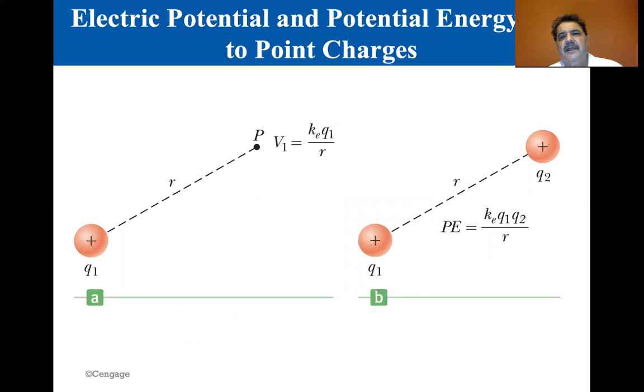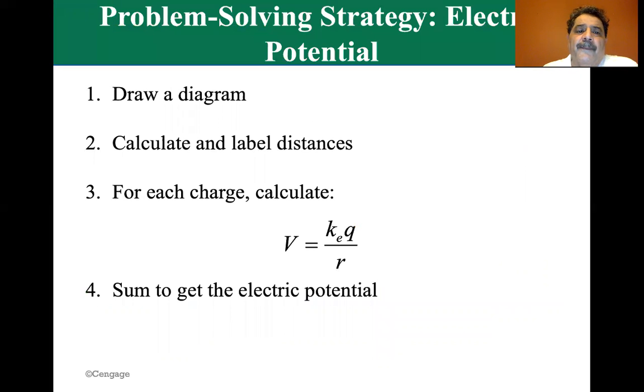So here, from just a single charge Q1 at point P, the voltage is Ke Q1 over R, and when you have two charges Q1 and Q2, the potential energy here is Ke Q1 Q2 over R, not over R squared. We're not talking about the force. We're talking about the potential energy. So it's Ke Q1 Q2 over R.